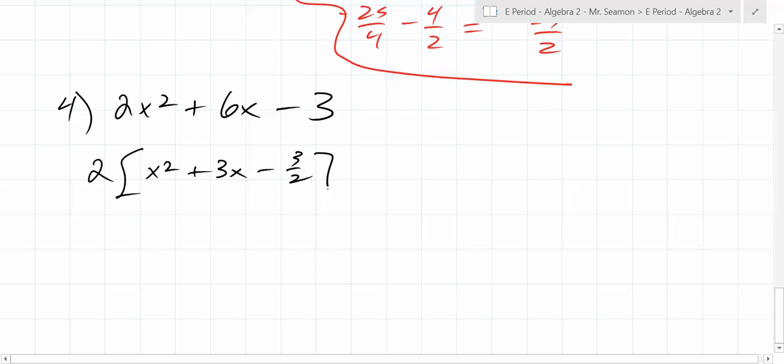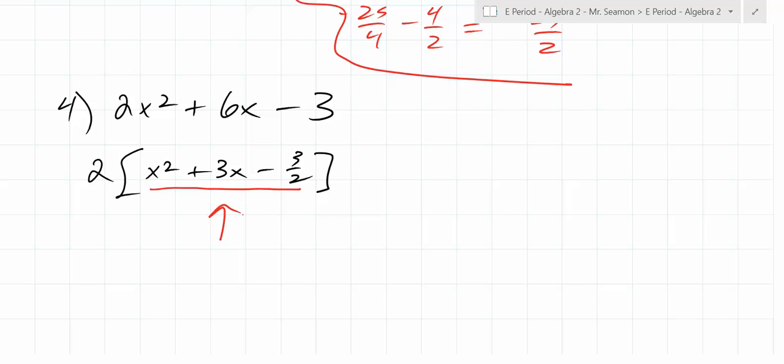Have you changed the overall value? No. So now what do you do? You just do what you needed to do right there. You factored out the 2, so now you just complete the square on the inside. In this case, there's just two fractions.